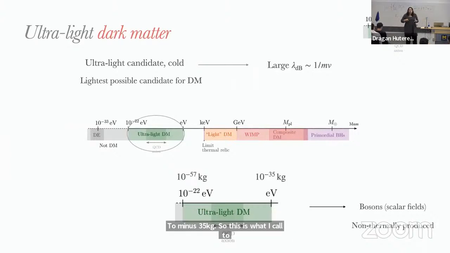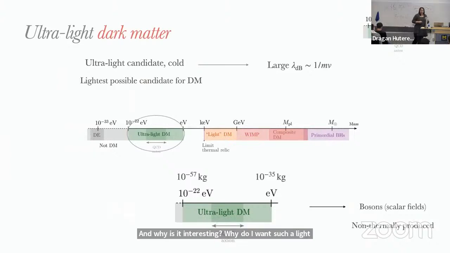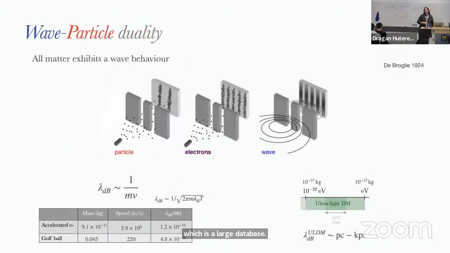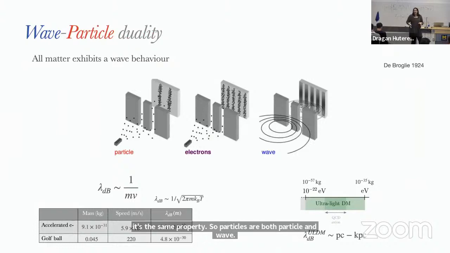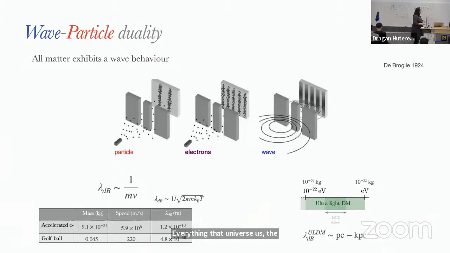And why is it interesting? Why do I want such a light candidate? First, because it's possible, it is within our bounds, so it's allowed to be dark matter. Second, because it has a very interesting property that might help us discover what dark matter is, which is a large de Broglie wavelength. So let's just remember what the de Broglie wavelength is. If you remember from the undergrad course, the wave-particle duality: every particle we have in our universe can be described as being both a particle and a wave. It's the same property. Us, the electron, and dark matter could also be particle and wave. And the de Broglie wavelength, which is the size of the wave that describes the particle, is given by Planck's constant h divided by the mass times the velocity.